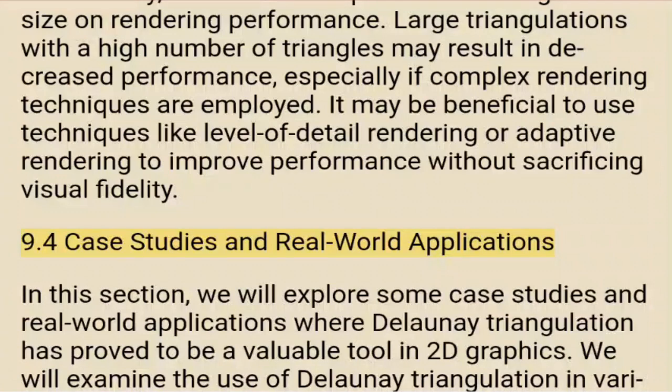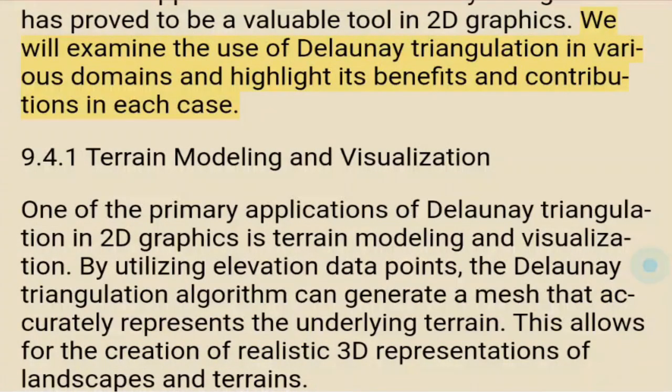9.4 Case Studies and Real-World Applications. In this section, we will explore some case studies and real-world applications where Delaunay triangulation has proved to be a valuable tool in 2D graphics. We will examine the use of Delaunay triangulation in various domains and highlight its benefits and contributions in each case.